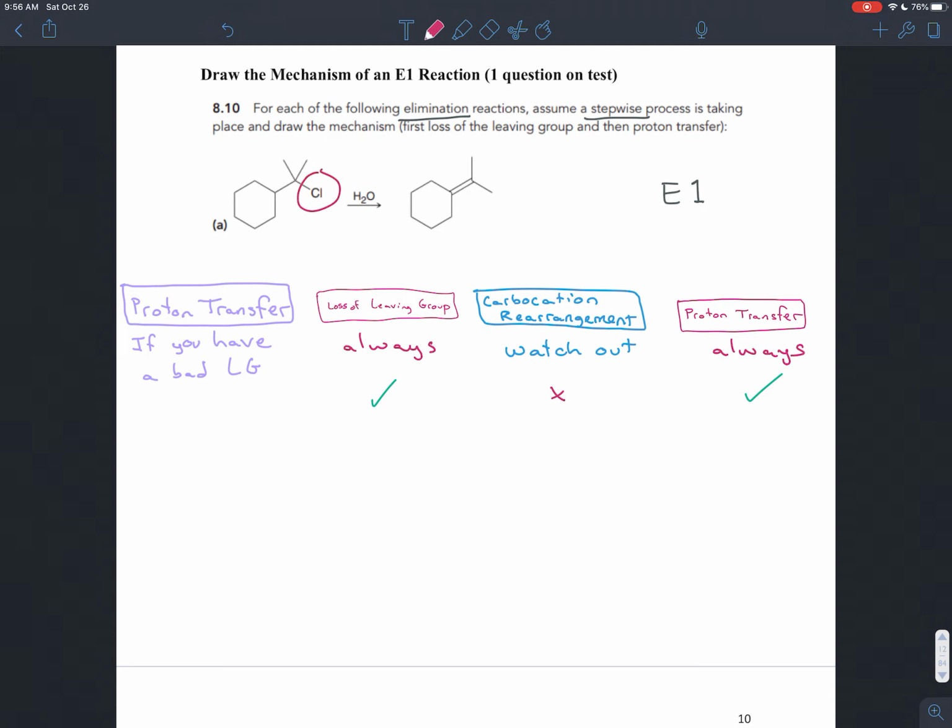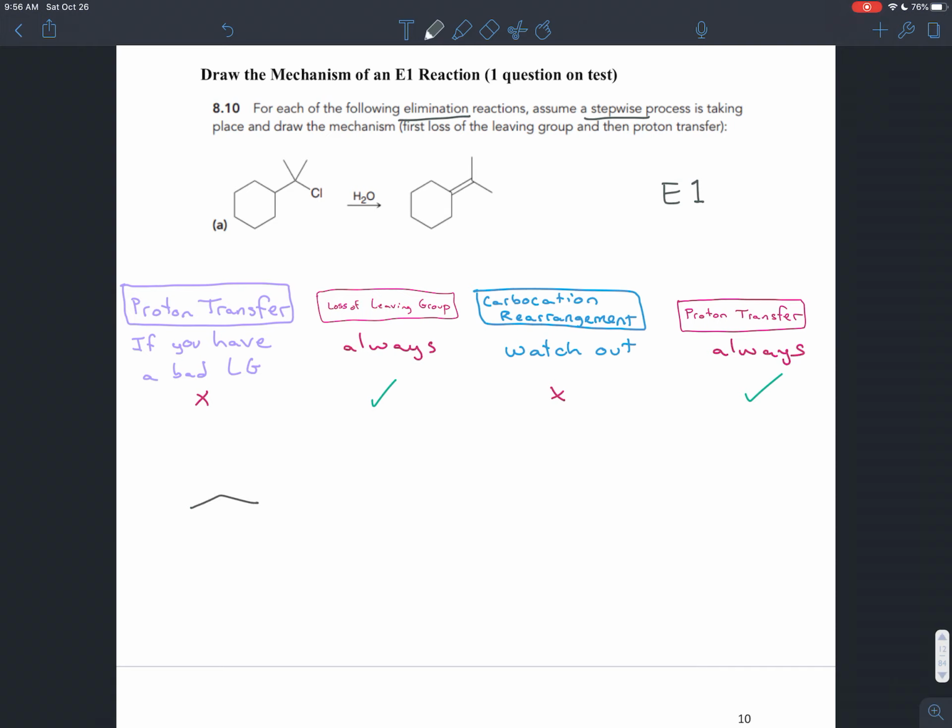And then finally, in the very beginning, check to see if you have a good or a bad leaving group. We have a chlorine. Chlorine is an awesome leaving group. The halogens in general, except for fluorine. The other halogens are really big. Chlorine is the size of a methyl group, so they can sort of spread their negative charge out and dilute it and stabilize it that way. So we have a good leaving group, so we don't have to do a proton transfer to turn it into a better one. So we're just going to have the two standard steps here.